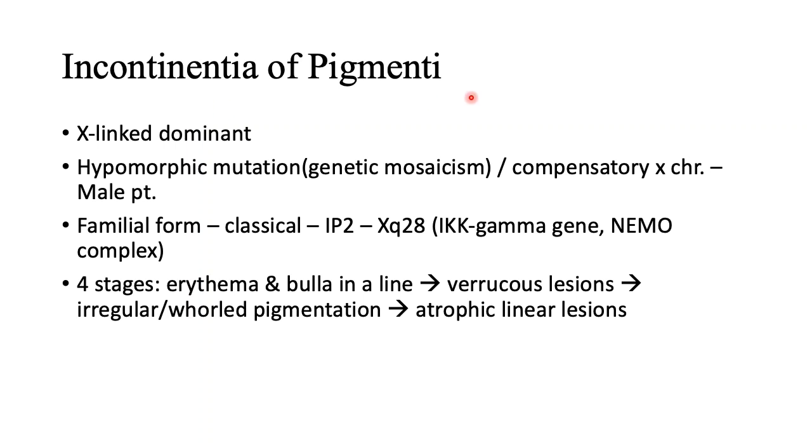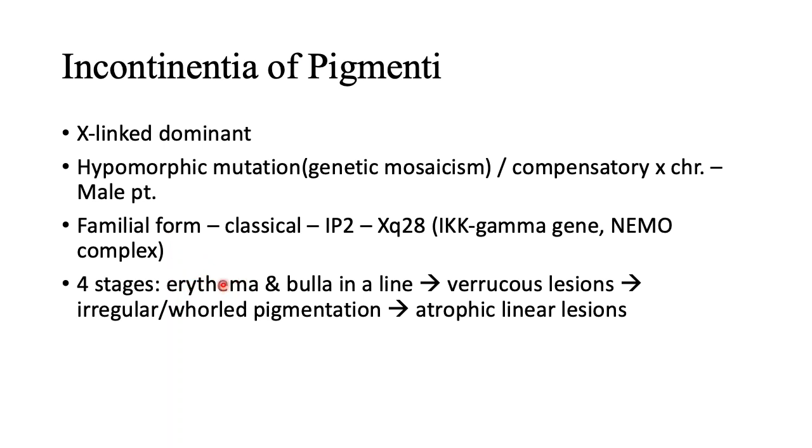Incontinentia pigmenti is an X-linked dominant condition, but this is not a very severe condition. So, male patients with genetic mosaicism or a compensatory X chromosome, as in Klinefelter syndrome, can be seen with this disease. The familial form is the classical form which involves the IP2 gene. Clinically, 4 stages are seen.